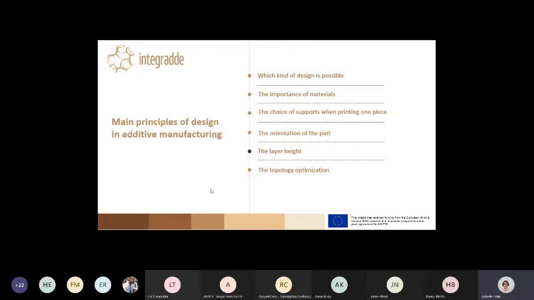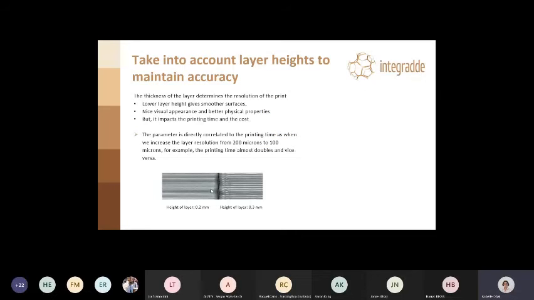Another principle to have in mind is the height of each layer. All 3D printing processes build parts layer by layer. The thickness of the layer determines the resolution of a print, in a similar way that the number of pixels determines the resolution of a computer monitor. Lower layer height typically results in parts with smoother surfaces.